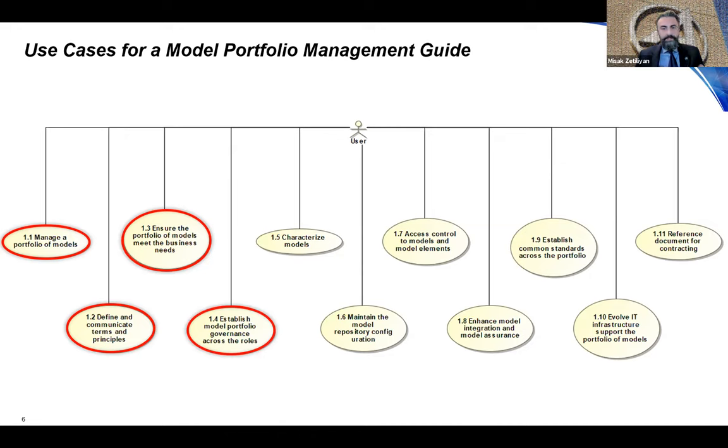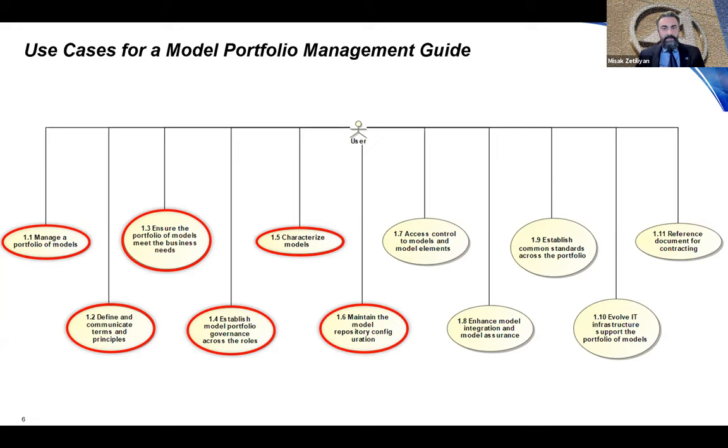Number four is to establish model portfolio governance across all the roles of the organization: model portfolio managers, individual model principal investigators, governance boards, and outside organizational stakeholders. Number five is to characterize models for acquisition, for development, for verification, for reuse, and integration, with the goal of providing a more capable portfolio of models.